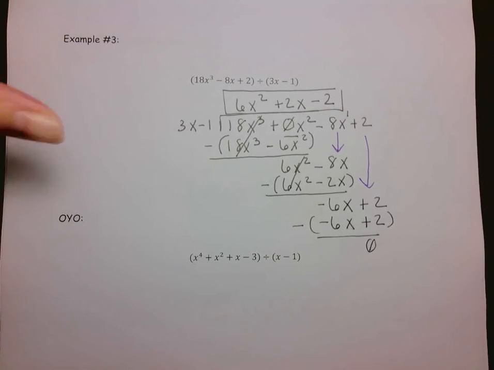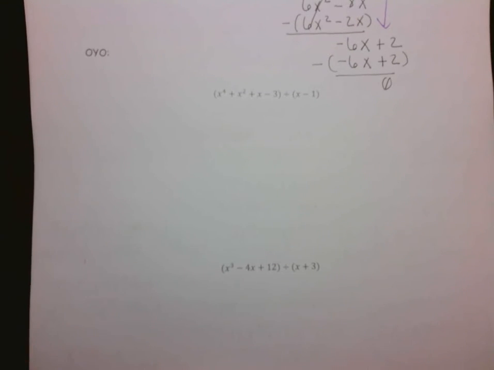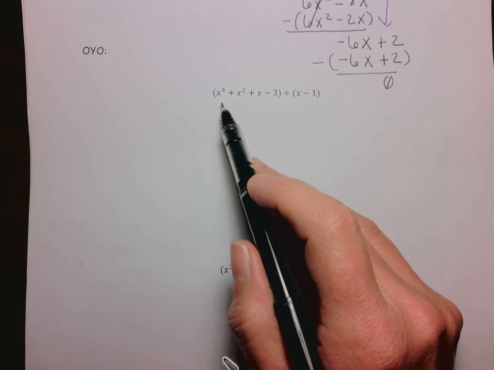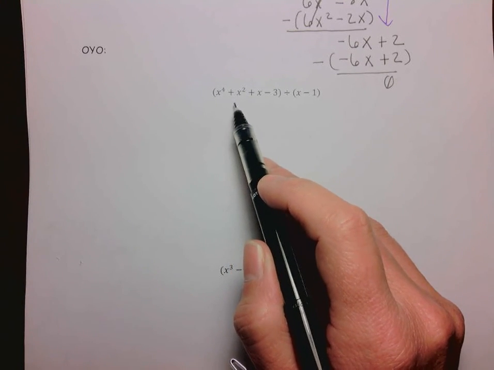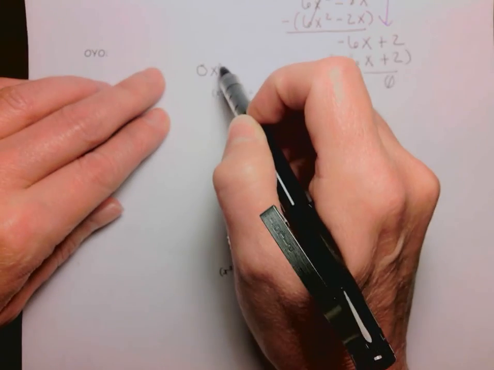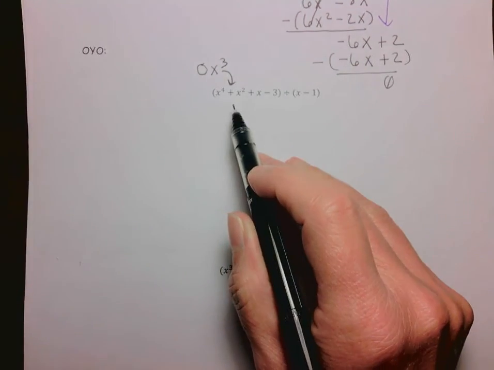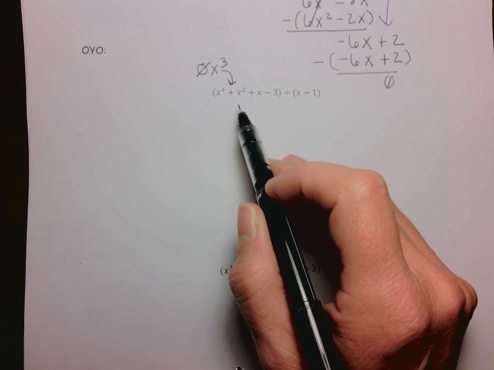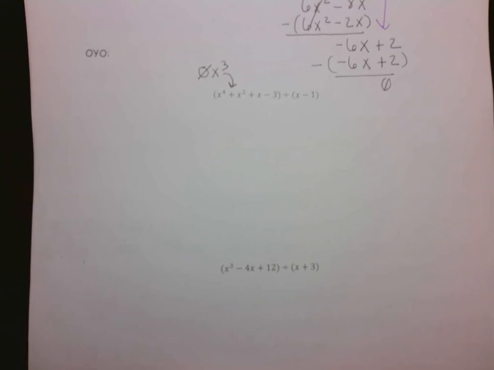So when you're ready, if you need to rewind that and work that out again yourself, please do so. And then when you're ready, hit pause and work out these two on your own problems. And remember to put a placeholder there if needed. So for example, here it has x to the fourth, and then it jumps right to x squared. So you have to put a placeholder here for your x to the third term. You have to put a 0 times x to the third placeholder here. Otherwise, you won't be able to do this long division. It will be very difficult to do so. So go ahead and hit pause and work out these two on your own problems.